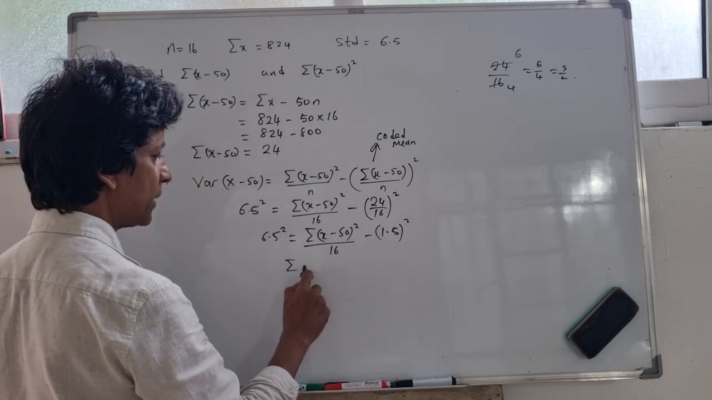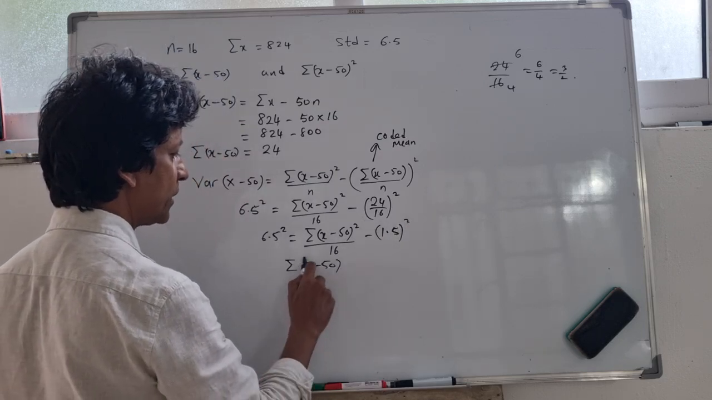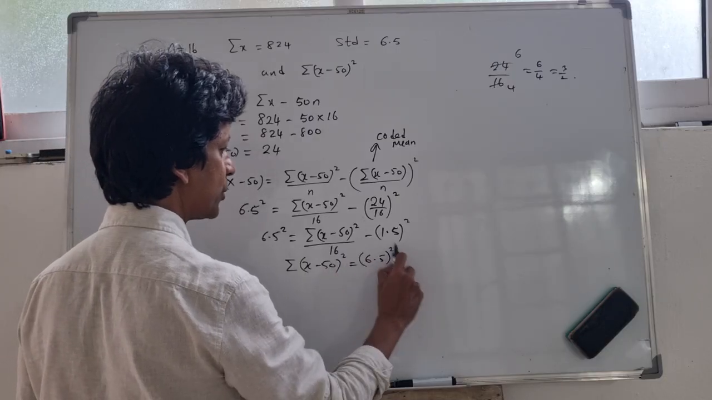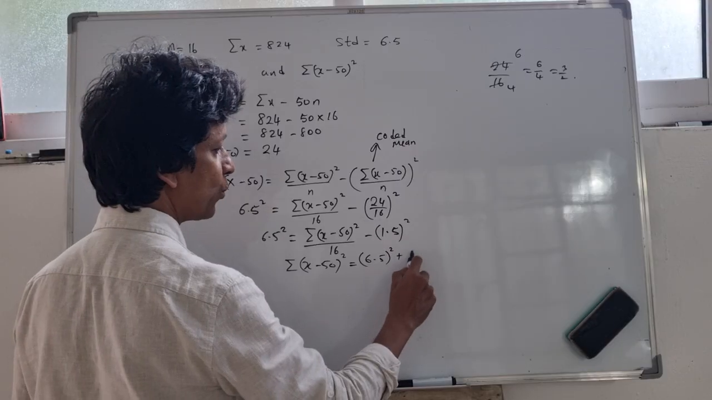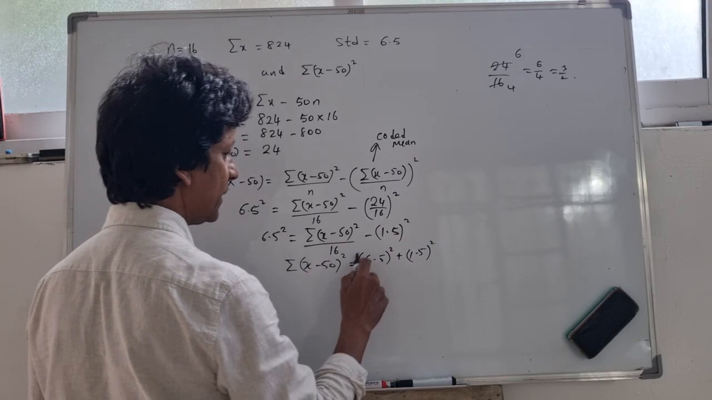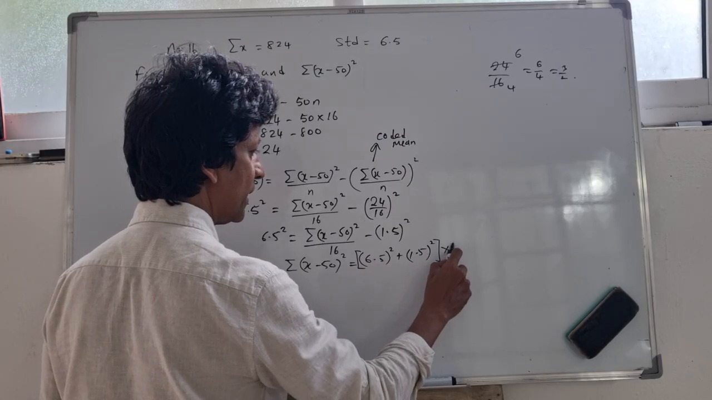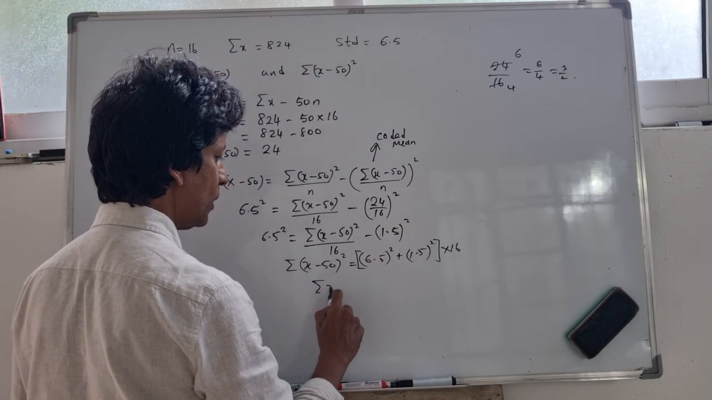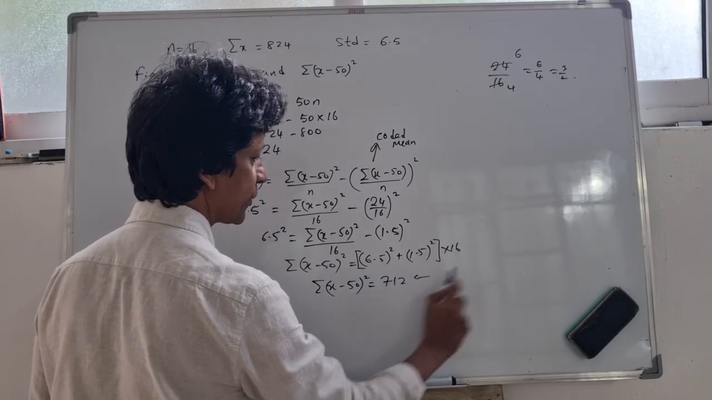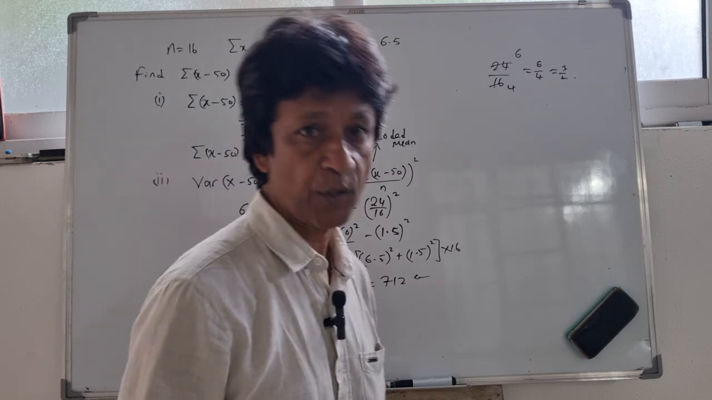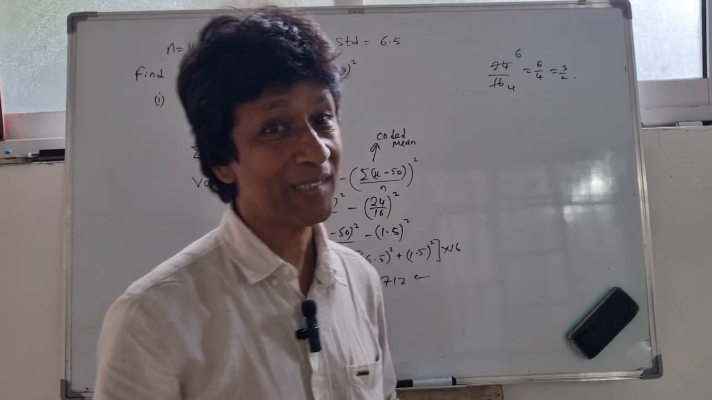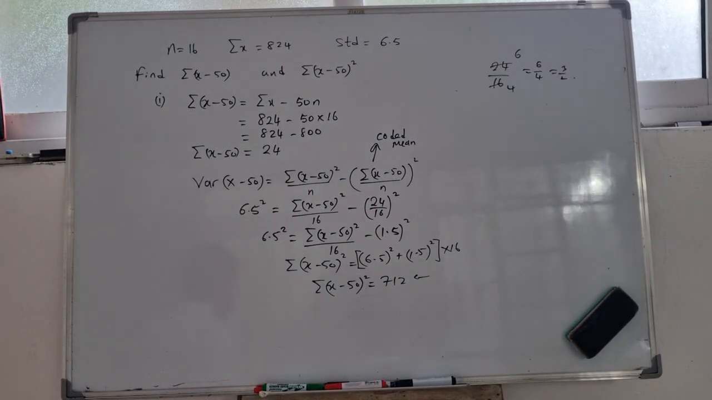So now my summation of (x minus 50) squared is going to be equal to 6.5 squared, this can come on the other side, plus 1.5 squared, and then the 16, which is divided, gets multiplied by the whole expression. So the sum of (x minus 50) squared turns out to be 712. So here we are for the first part of the question. Now we're going to move on to the second part because I need a calculator. Just one moment, please.